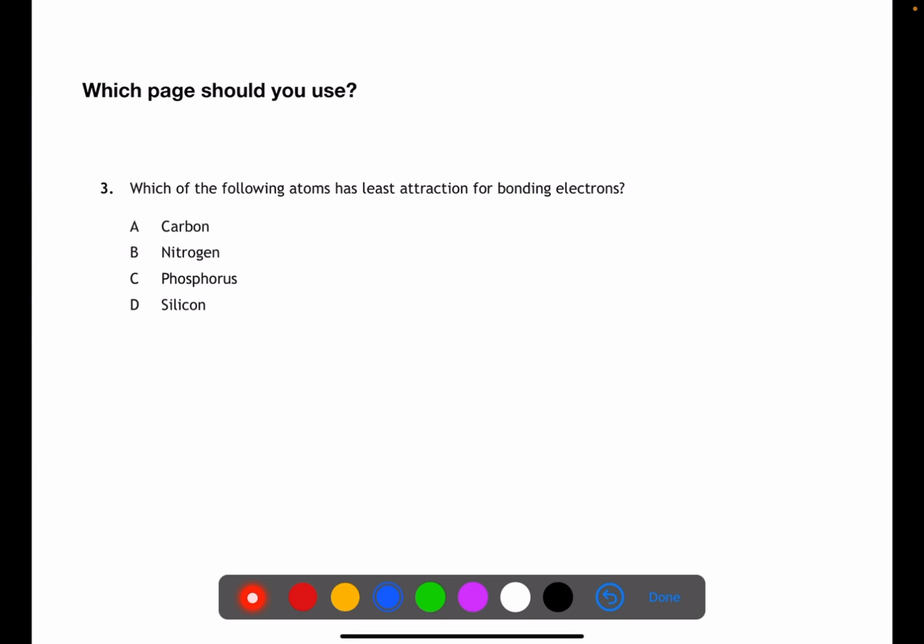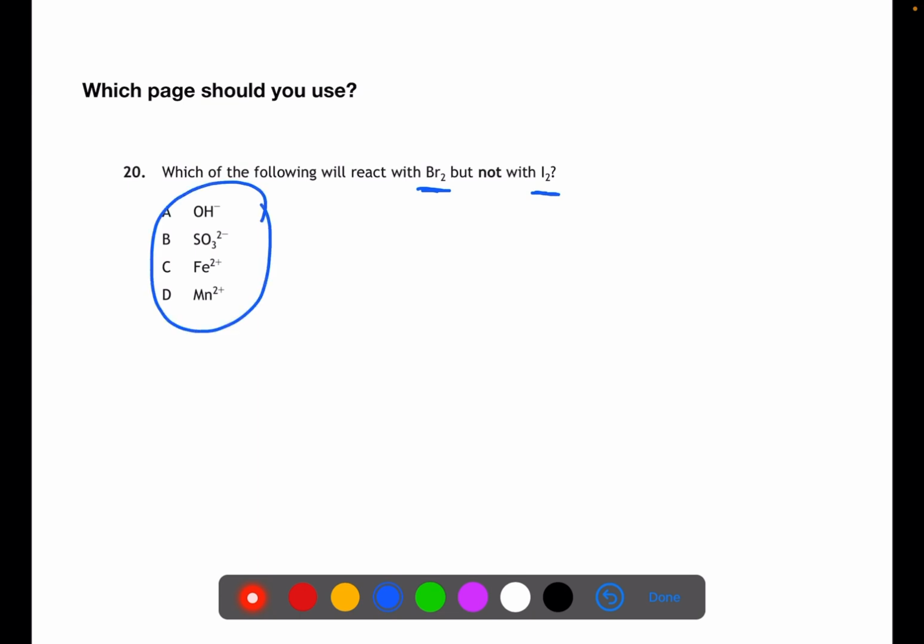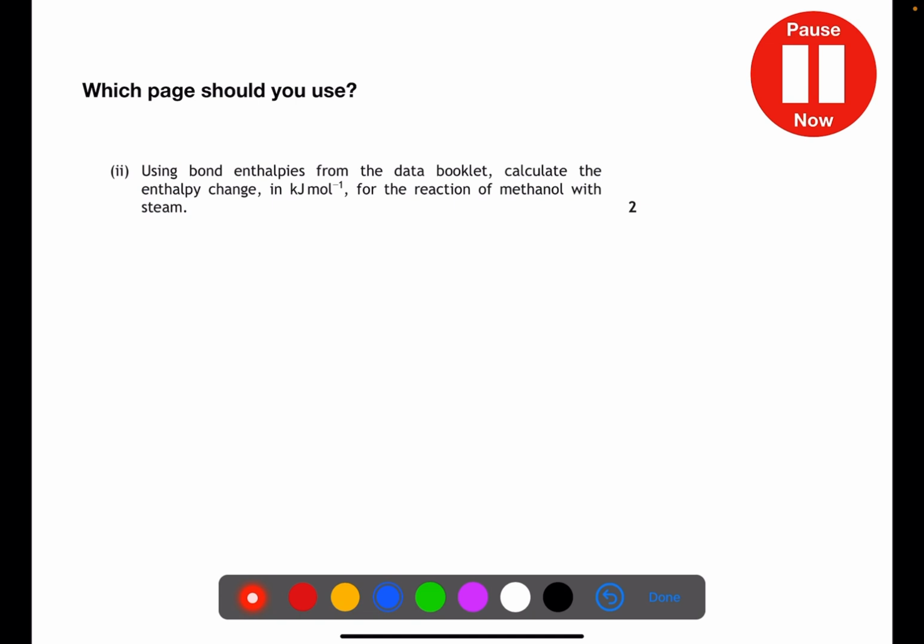This question is asking about the least attraction for bonding electrons, so this is to do with electronegativity, which is also on page 12. Which page would you use for this question? This question is looking for a reaction between bromine and something, but not iodine, and you've been given these ions. This relies on redox, which is the electrochemical series, which you will find on page 13. Which page would you use for this question?